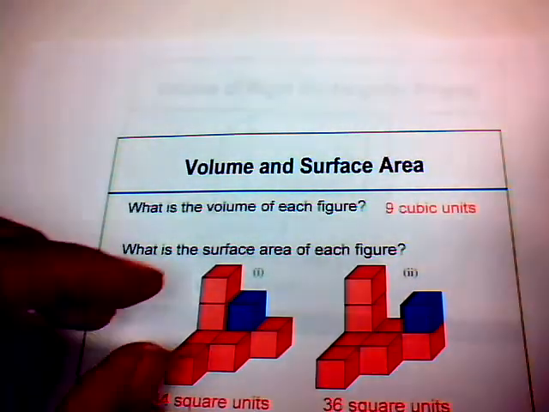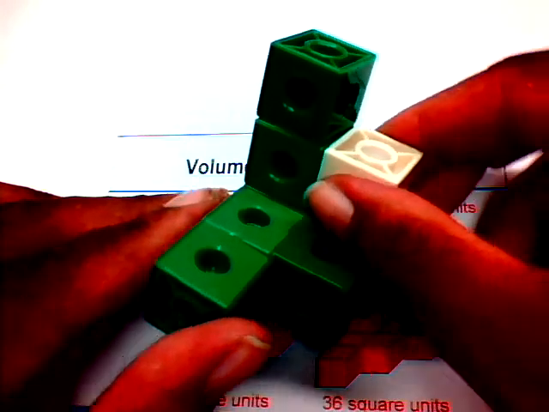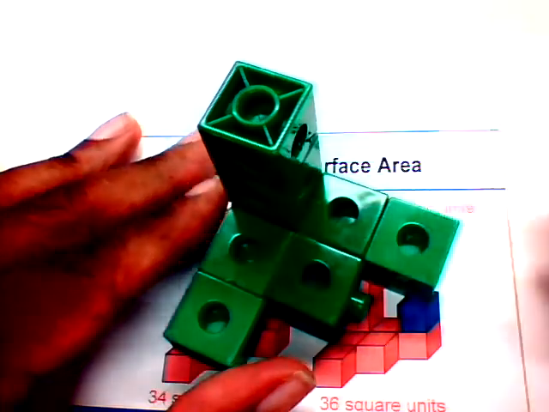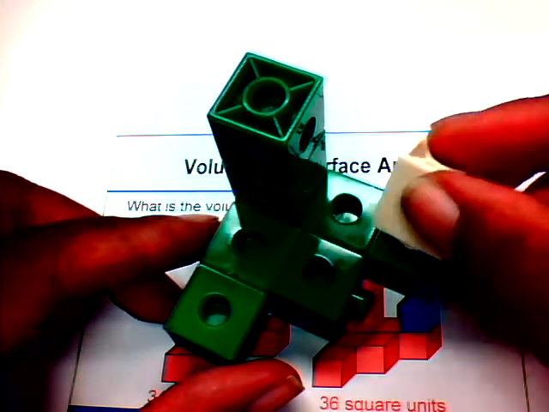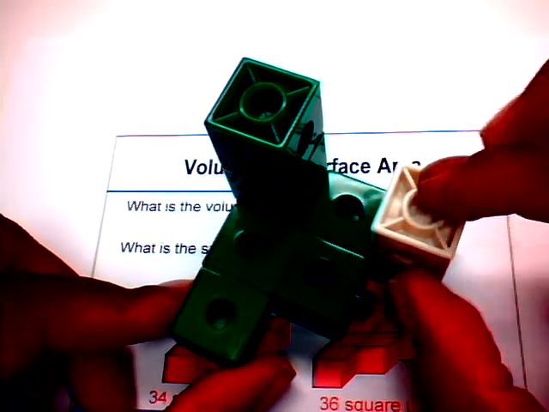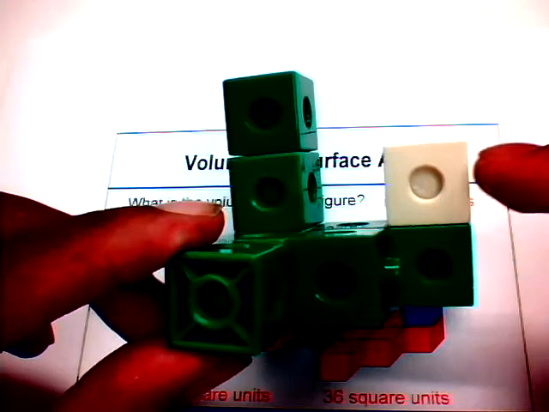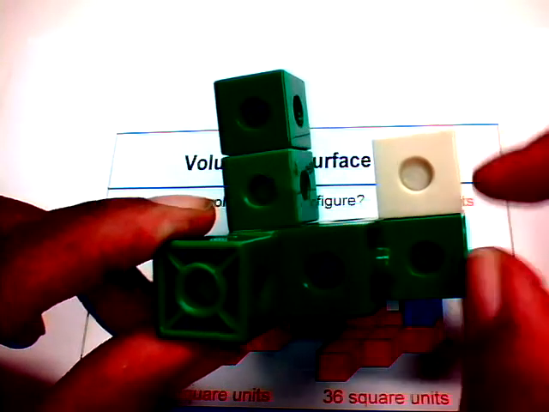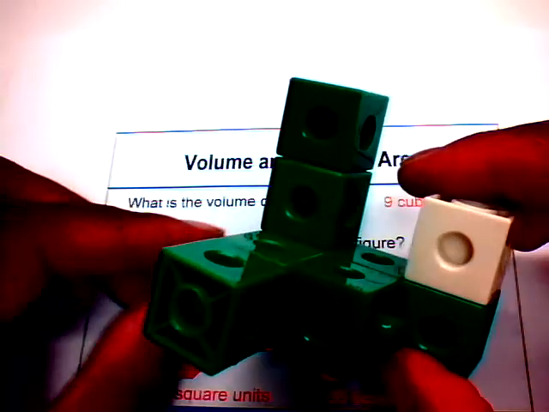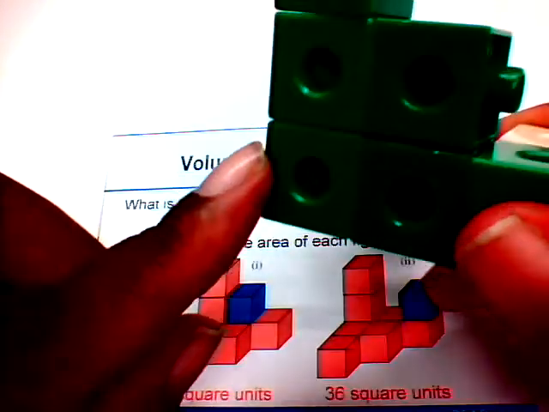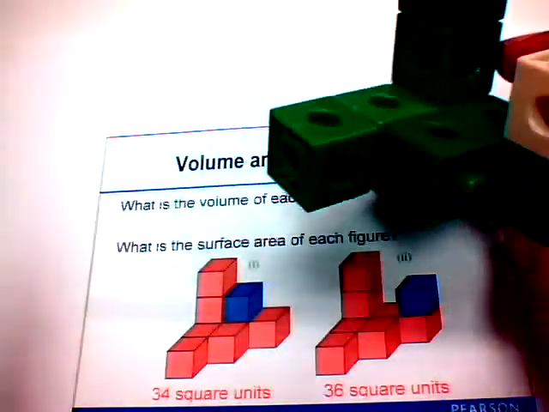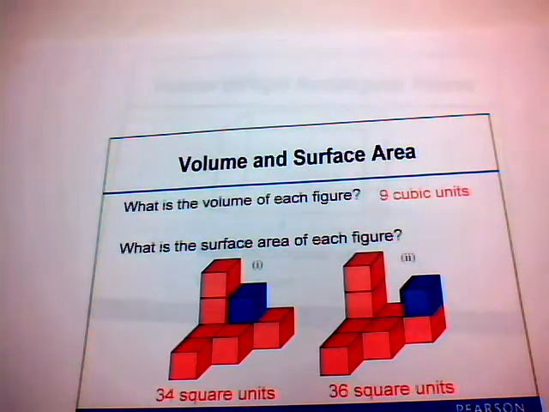Now, if I took this same figure and moved this cube over to this cube, where the white one is on top of the green one, the volume is still going to be 9, because we have 6 cubes on the bottom, and you still have these 3 on top. So that volume is still going to be 9 cubic units. But now the question is, what is the surface area of each figure?